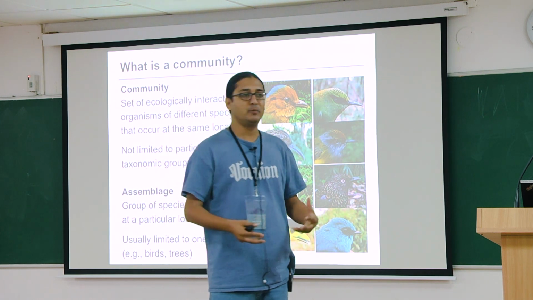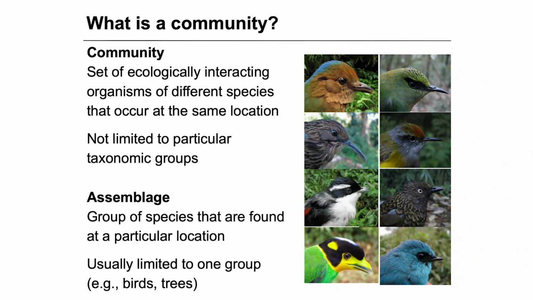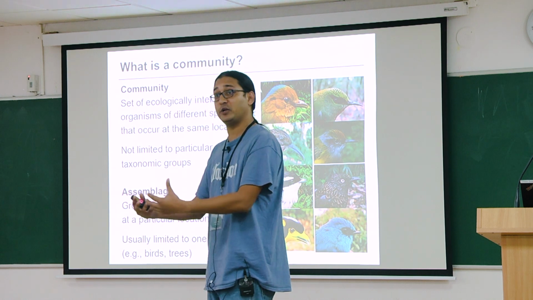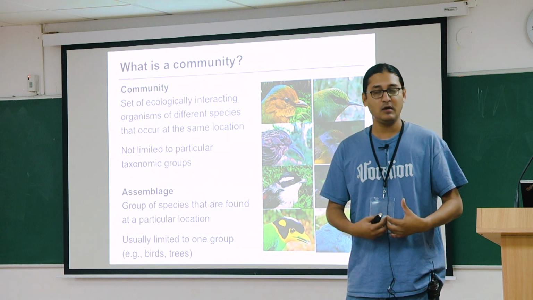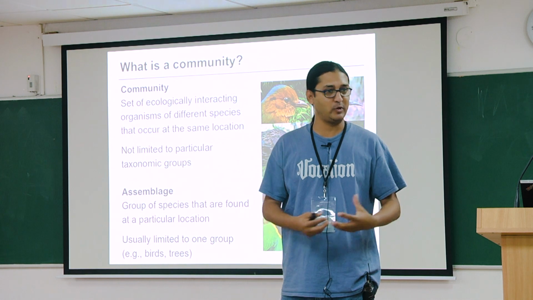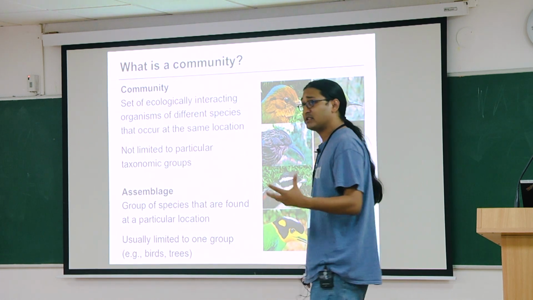When we talk about bird communities, what we're talking about is usually what are called assemblages. Assemblages are sets of species or groups of species that are found at a particular location, which are usually taxonomically in the same group. So you can talk about assemblages of trees and assemblages of birds. But when we say bird community ecology, what we actually mean is that we're studying bird assemblages rather than all the interactions that happen between birds and other taxonomic groups like plants and insects and fruits and so on.